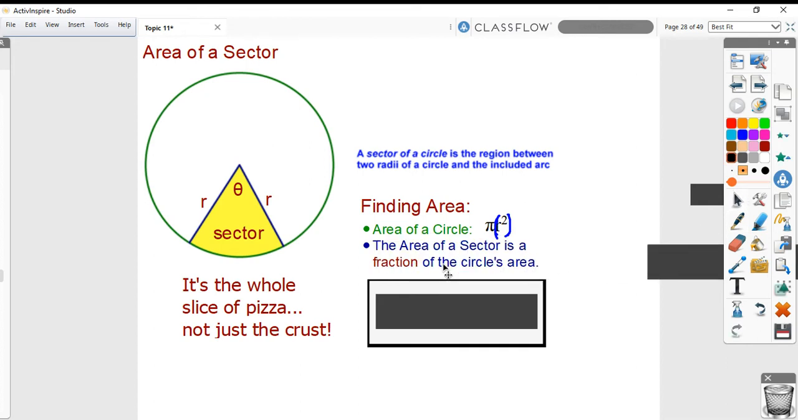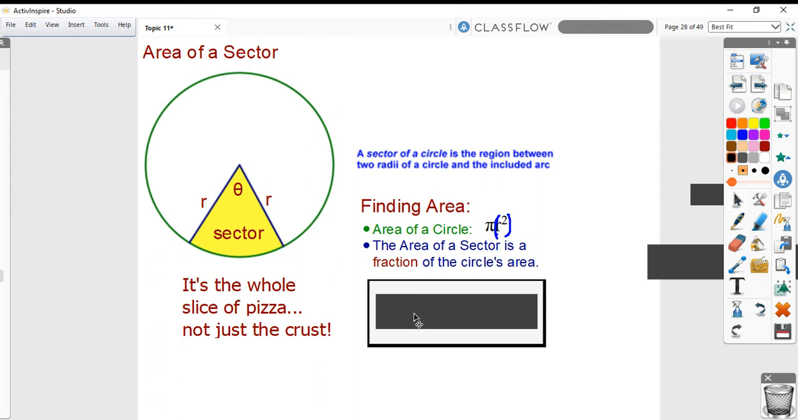So the area of the sector is going to be just a fraction of that area. Now, one slice of pizza, that's just common sense, is only a part of this whole thing, right? So if we can figure out what fraction it is, we can take the area of the circle and multiply times that fraction, and that'll tell us how much this one little area would be.